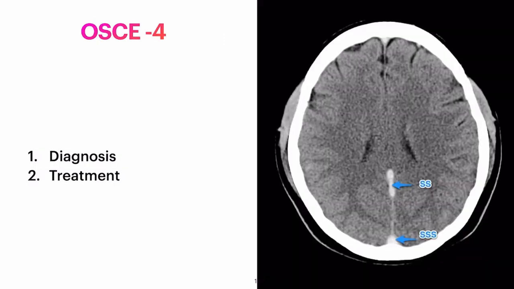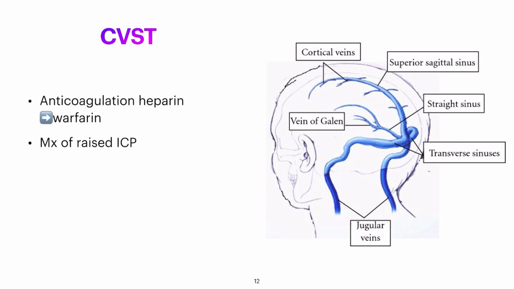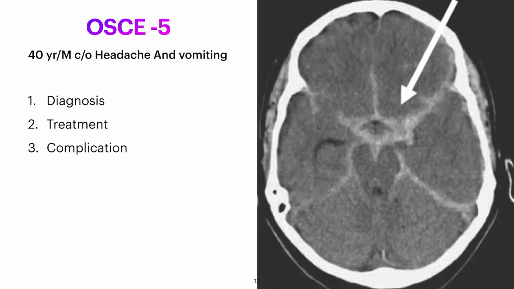The fourth image: a young patient came with complaint of headache and vomiting. As the patient has a red flag, you did a CT scan and you have to tell the diagnosis and the management. As you can see, there is a hyperdense lesion near the sigmoid sinus and superior sagittal sinus. This is a case of cerebral venous sinus thrombosis. You have to anticoagulate the patient and treat the ICP.